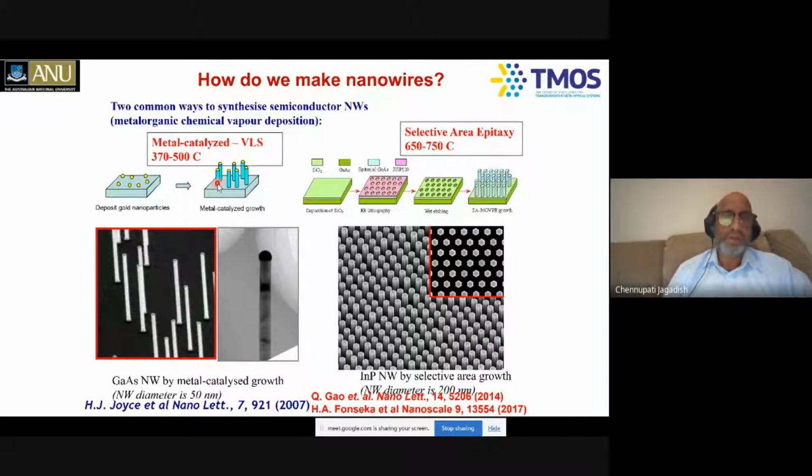Exactly the same physics is happening here as well. Here is an example, the work of my former student, Dr. Hannah Joyce. During her PhD, she worked at the ANU. Now she's an associate professor at Cambridge University. She developed a technique called a two-temperature growth process, and thereby we were able to demonstrate excellent quality gallium arsenide nanowires, for example, here.